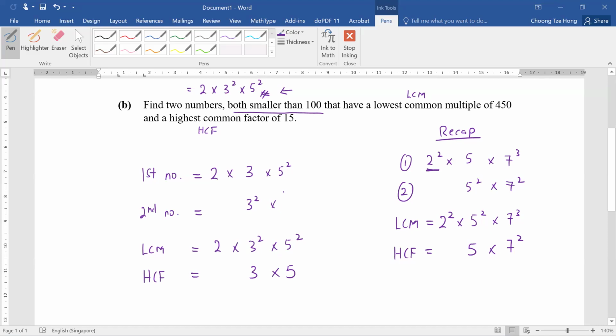So this means that we may have to make some adjustment over here. This one doesn't work, because of the 5 square, no matter where you put it, top or bottom, it's going to be more than 100. So we will disregard this first set of solution.